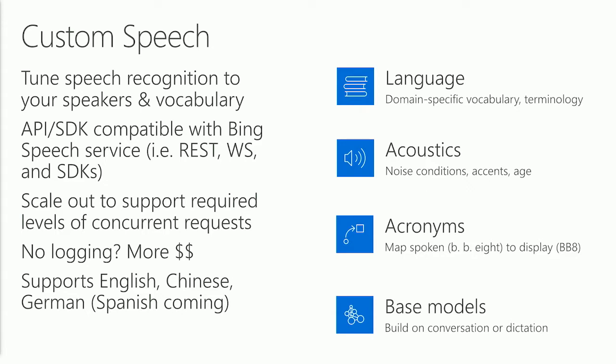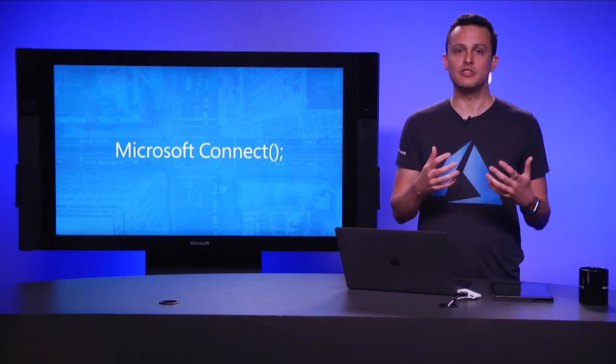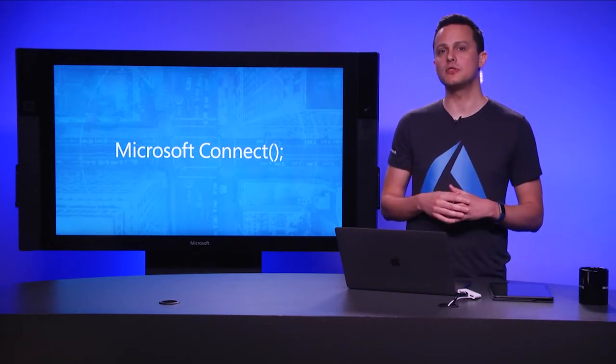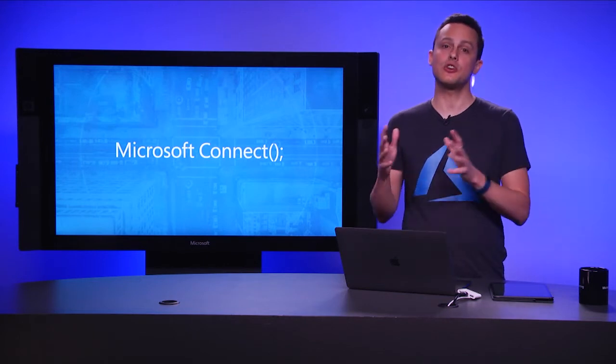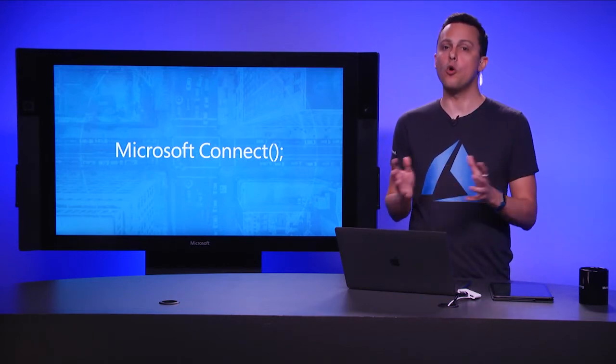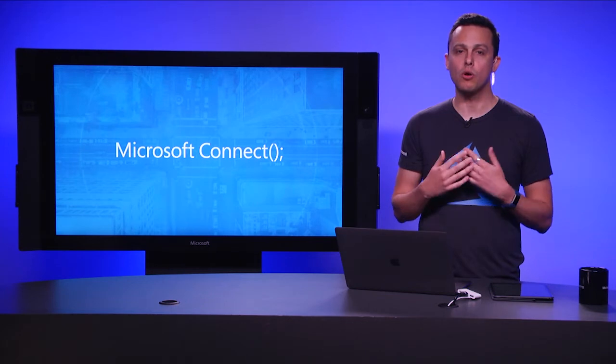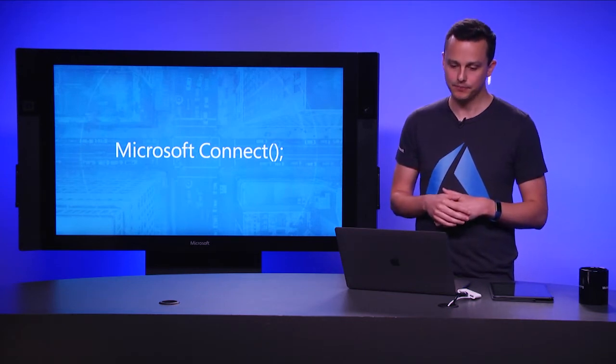is that it is actually API and SDK compatible with the Bing Speech API. So we can start with the Bing Speech API. We can start by using that in our applications, monitor the performance of it. And if we decide we need better accuracy, we can switch over to the custom speech service. And all we need to do is update some endpoints. All of our code will remain exactly the same.